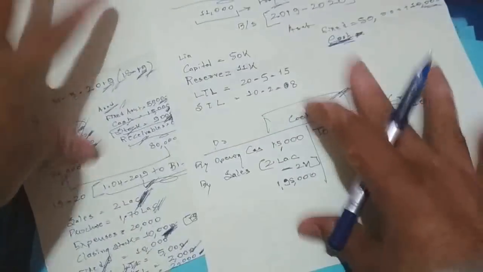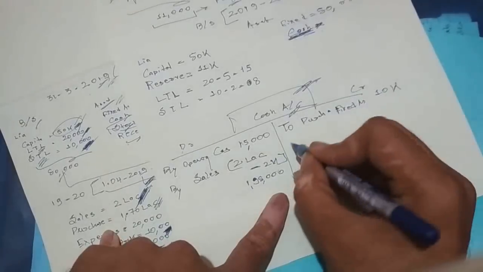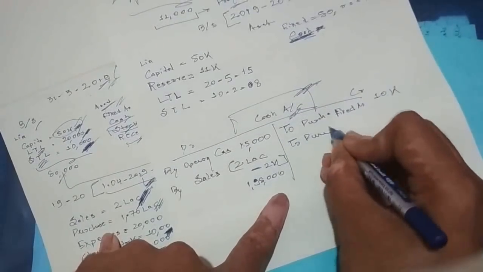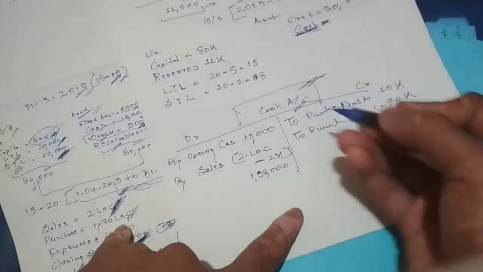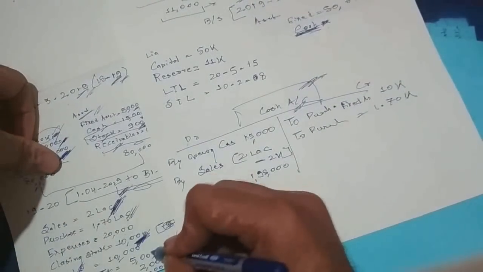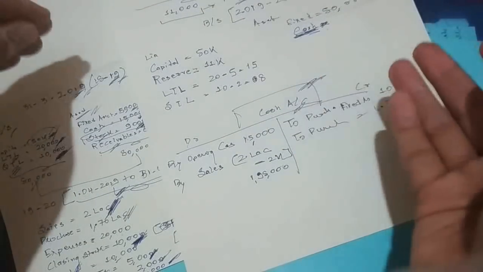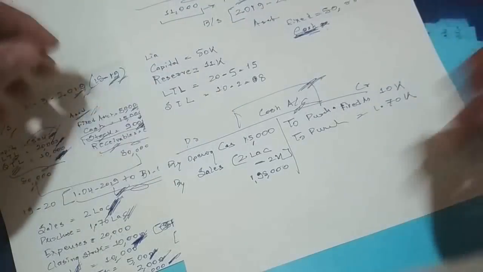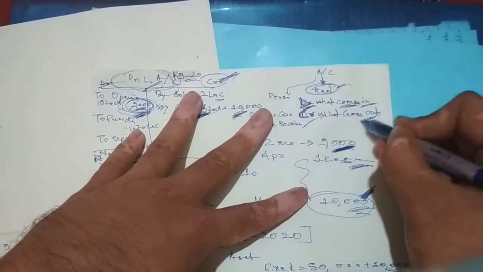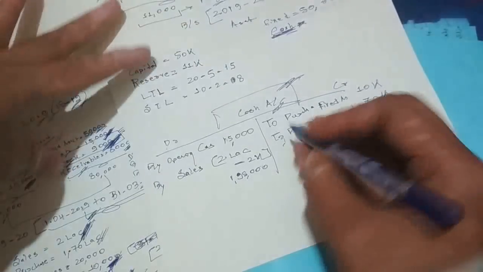Next, again, purchase of anything like the goods, raw materials. So to purchase 1,70,000. Now since we are repaying the long-term loans, cash is going out. So when the cash is going out in order to pay the long-term liabilities, in the real account, the cash is going out, it means it's in the credit. So we will write in the credit side.